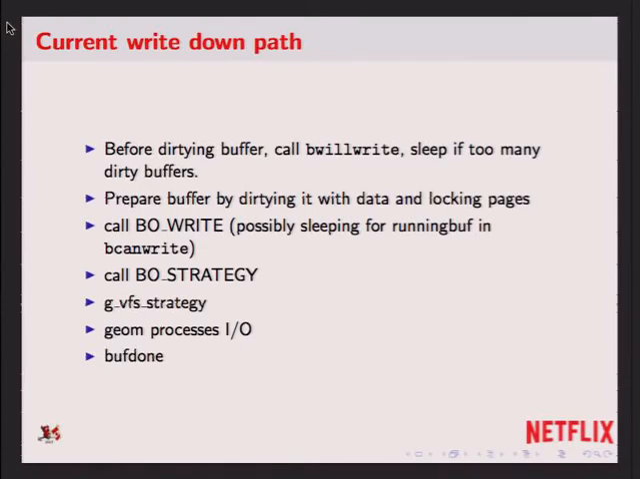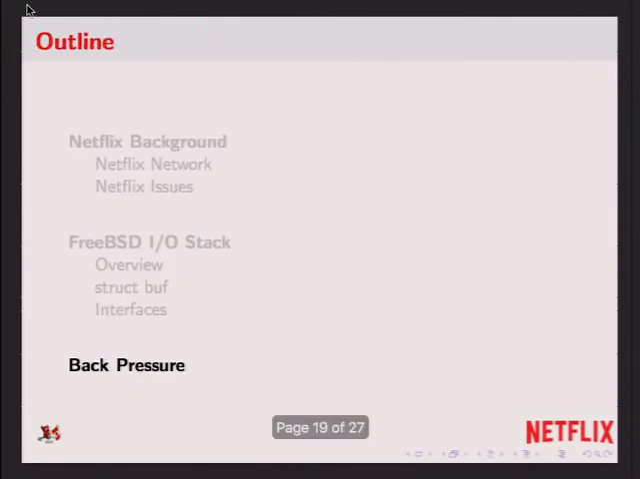The GVFS strategy is the entry point to geom. That's where it converts the struct buf to the struct bio and does all the stuff. And then once everything's done, we call bio done, and the caller gets a notification that, hey, this is done as well. Or sorry, we call buf done. So that's kind of the backdrop of the FreeBSD I/O system.